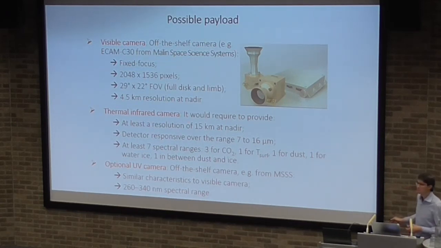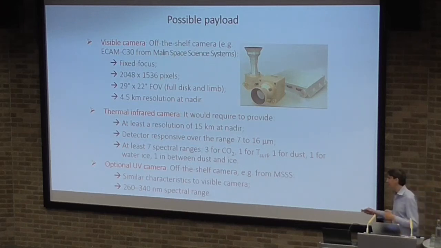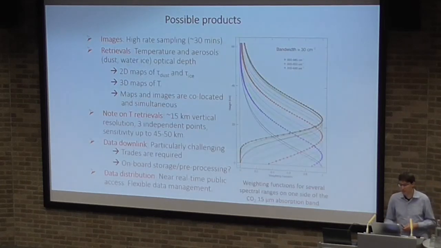We want a camera that has at least a resolution of 15 kilometers per pixel, and we wanted to cover quite a wide range between 7 and 16 micron, because we would like to have 3 channels for the CO2, 3 channels to retrieve the temperature from the CO2 band, 1 for the surface temperature, 1 to retrieve dust opacity, and 1 for water ice opacity, and then 1 in between, which is useful for retrievals. Optionally, a UV camera would be nice, but then you have to really trade off weight and space.